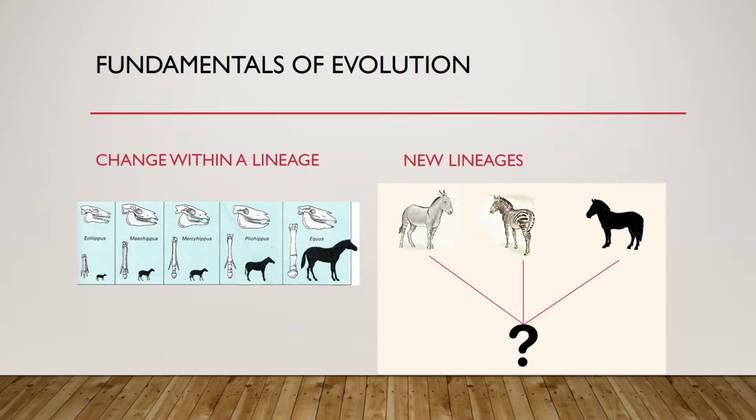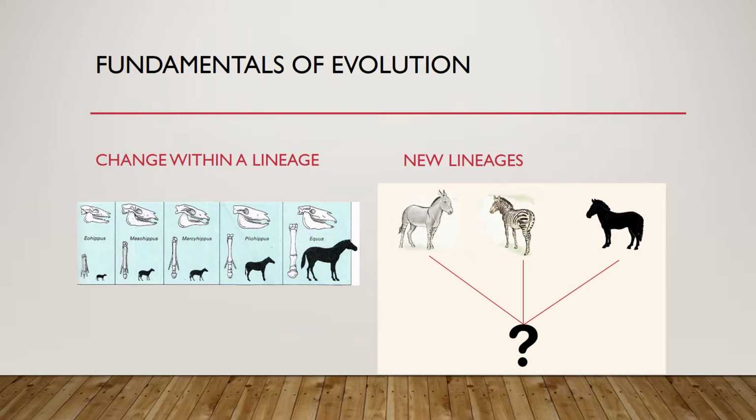Evolution has two fundamental processes: the change within a lineage and the formation of new lineages. To explain the change within a lineage, we need to go back in time about 60 million years ago. During that time, the ancestors of the modern horse were only about 20 inches tall. Over the course of time, you had the evolution of the modern horse, which today stands at about 6.5 feet tall. So we can see this change within a lineage.